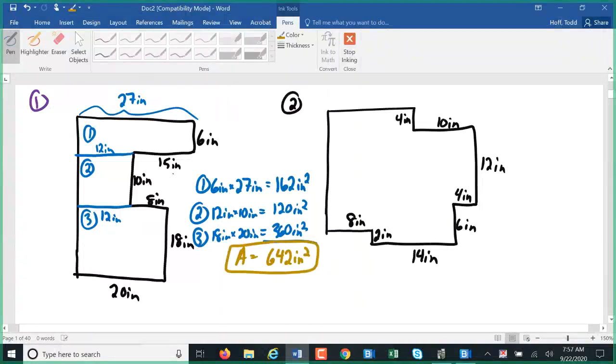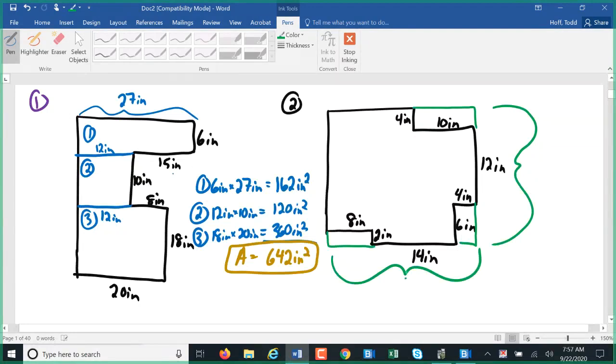How many of you had that? Good deal. Any questions on how we got to it? Okay. Number two, I would say, is one that's definitely easier to fill in the missing pieces and then subtract. To do that, we have to know these overall dimensions.